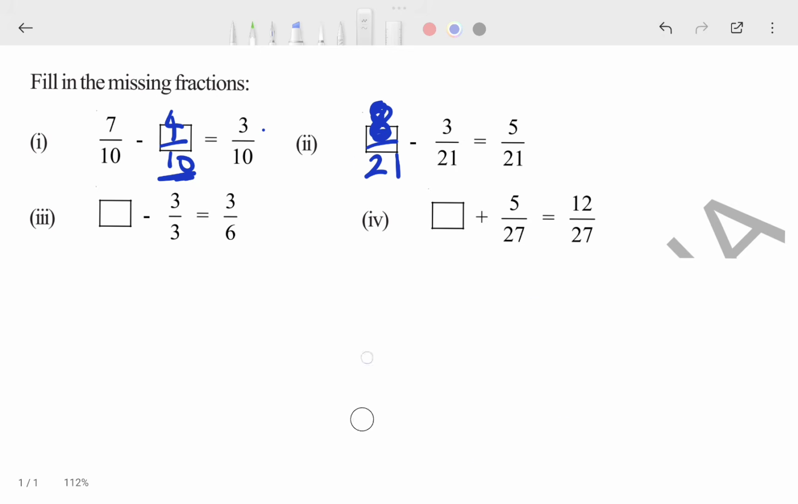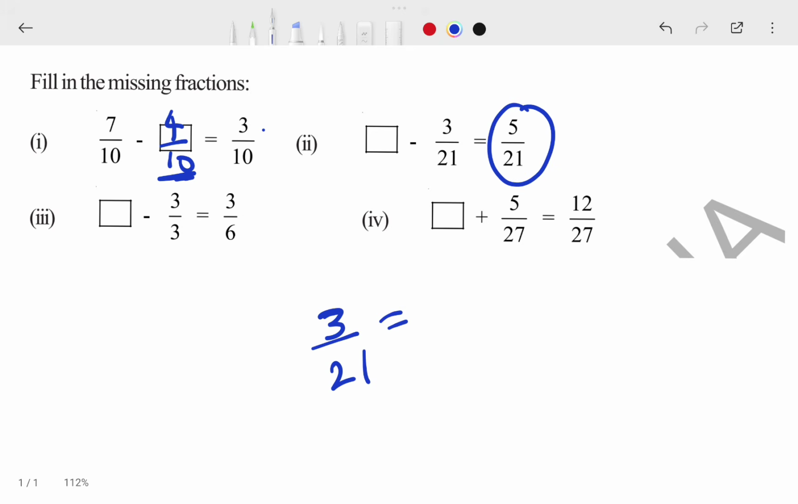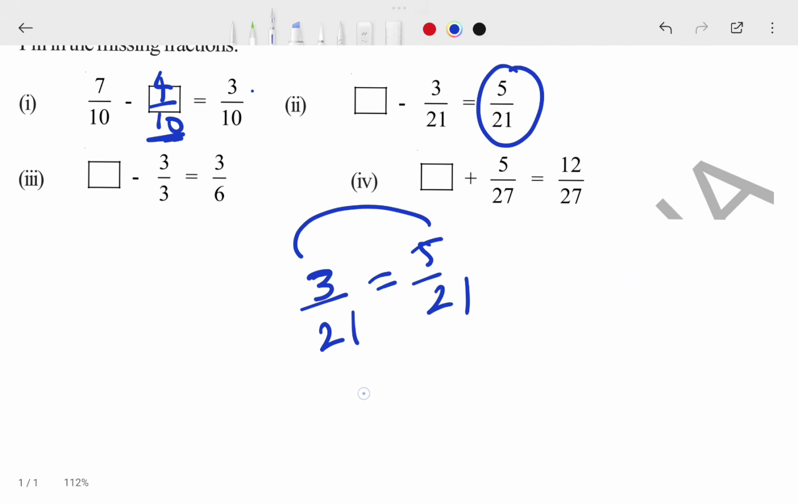Now let's do it again. Let's do this one. This is given already, 3 by 21. Now we are taking this 5 by 21 to this side. So it becomes 3 by 21 minus 5 by 21. If you subtract it, actually here it is not possible. Why? Because here also minus is there, and here also minus is there.